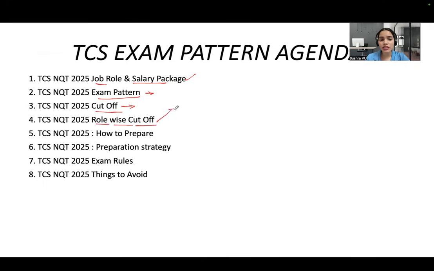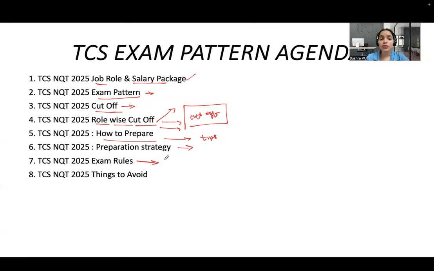There are different types of roles, especially in TCS, like Ninja, Prime, and all of them. To qualify for each of the roles, what is the cutoff? We will discuss a little bit about that as well. Then we will talk about how to prepare, like what are the tips to be followed. So in this section, we'll talk about tips and tricks. We will talk about the strategy that you should be using to prepare for these tests.